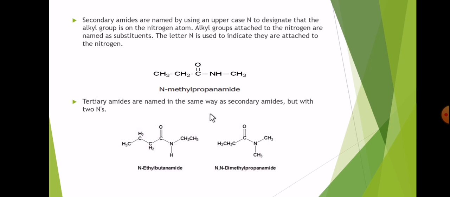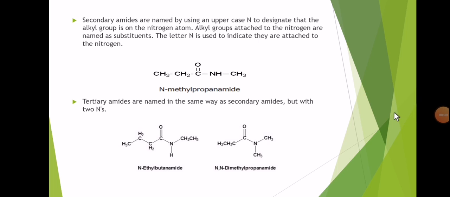Tertiary amides are named in the same way as we named the secondary amides, but we have to put one more N, like here in this example, N,N-dimethylpropanamide, because we have two alkyl groups here. The first one is this methyl and the second one is methyl, so N,N-dimethylpropanamide.